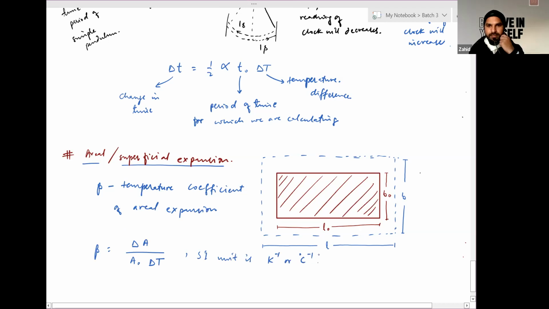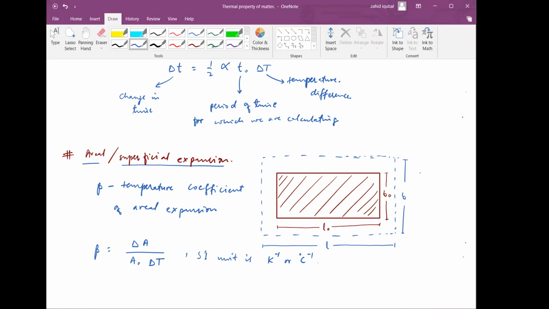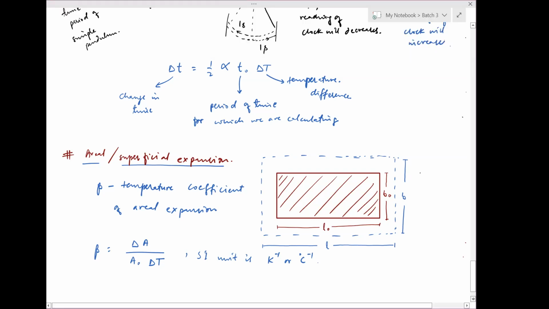Is it clear? Abhinav, any doubt? Yes, sir. No doubt, sir.